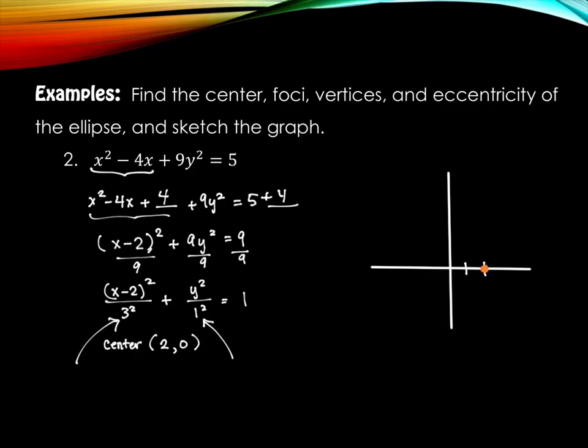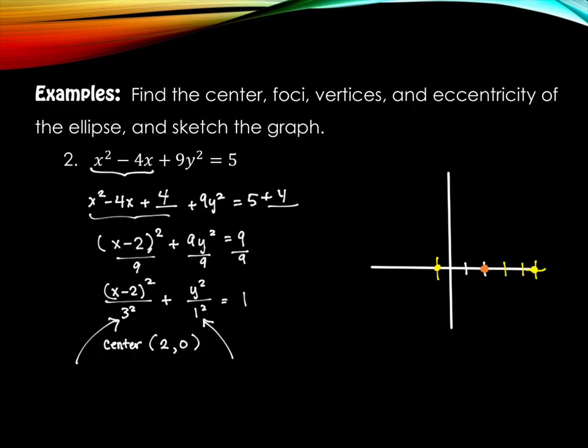Yeah, they tell us how far we go out each direction, which is then going to give us our major and minor axis, right? So the fact that it's 3 squared tells us that from the center, which I've already plotted, I'm going to go left and right 3. So over here, I'm going to go left 3, which puts me here, and right 3 puts me about right here.